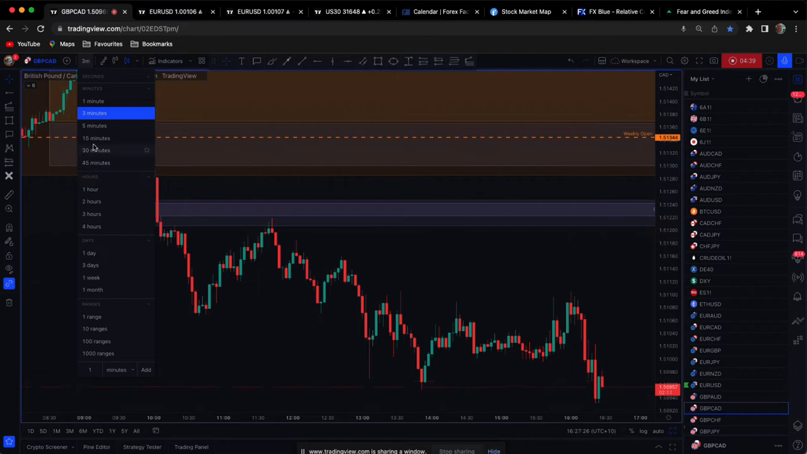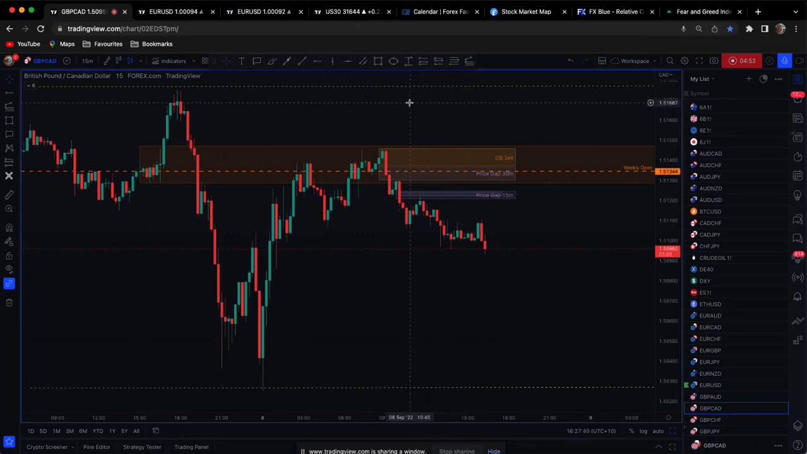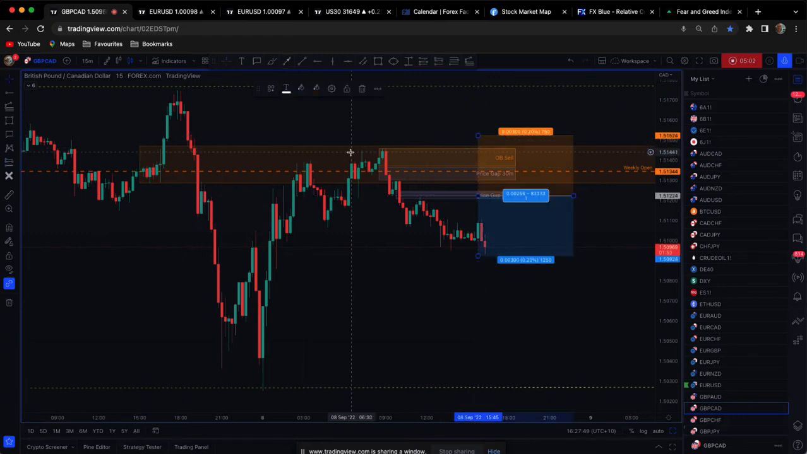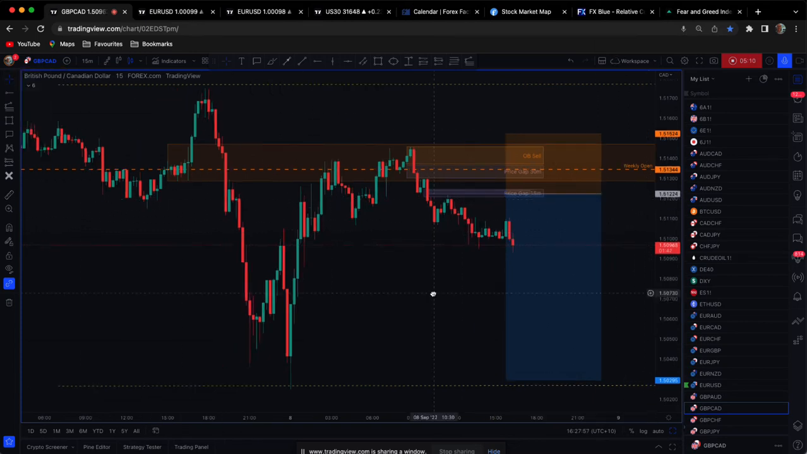And if we go back out now, 15, we've got this range. I think if we get a pullback in here, a short position would interest me, something like that. Stop above the high here. I'd be targeting this low, and we've got about a 3-to-1 risk reward, something like that.